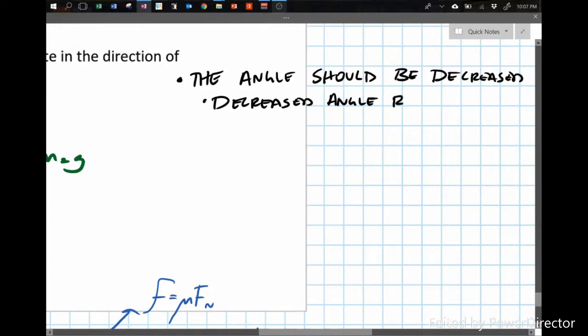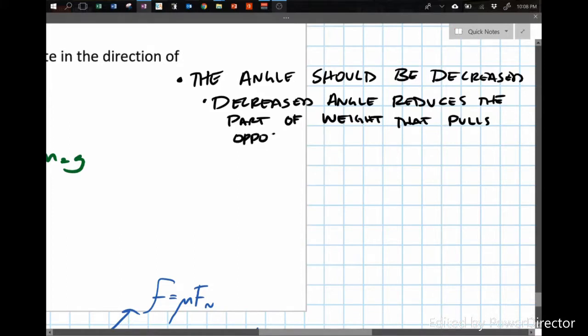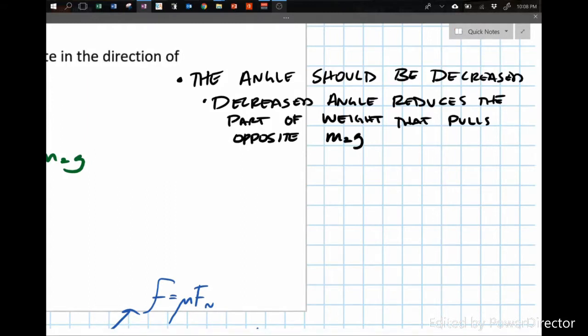A decreased angle reduces the part of weight that pulls opposite m2g. So we have more net force in the direction of m2g.